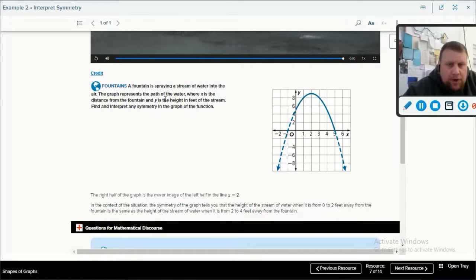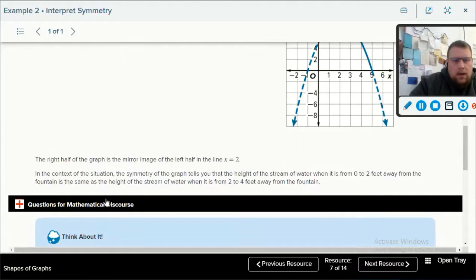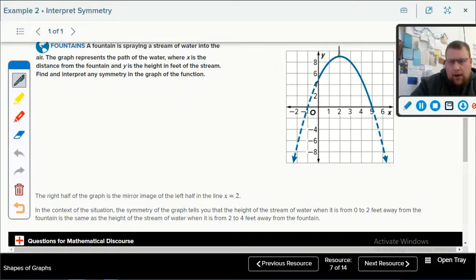A fountain is spraying a stream of water into the air. The graph represents the path of the water, where x is the distance from the fountain, and y is the height in feet of the stream. Find and interpret the symmetry in the graph of the function. The right half of the graph is a mirror image of the left half in the line x equals 2. And we can see that. I can draw a line right here at x equals 2, and that is my line of symmetry.